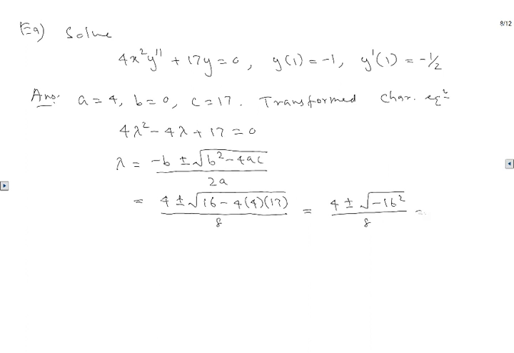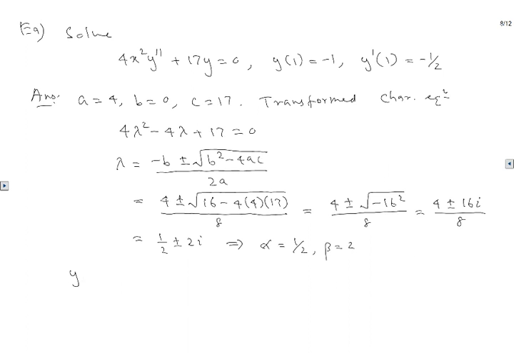So that means in the top you're going to get 4 plus or minus 16i over 8. If you divide by 8, you get simply 1/2 plus or minus 2i. So that's what you get. So alpha is equal to 1/2, beta equals 2. This says alpha equals 1/2, beta equals 2. So that means we can write the solution.